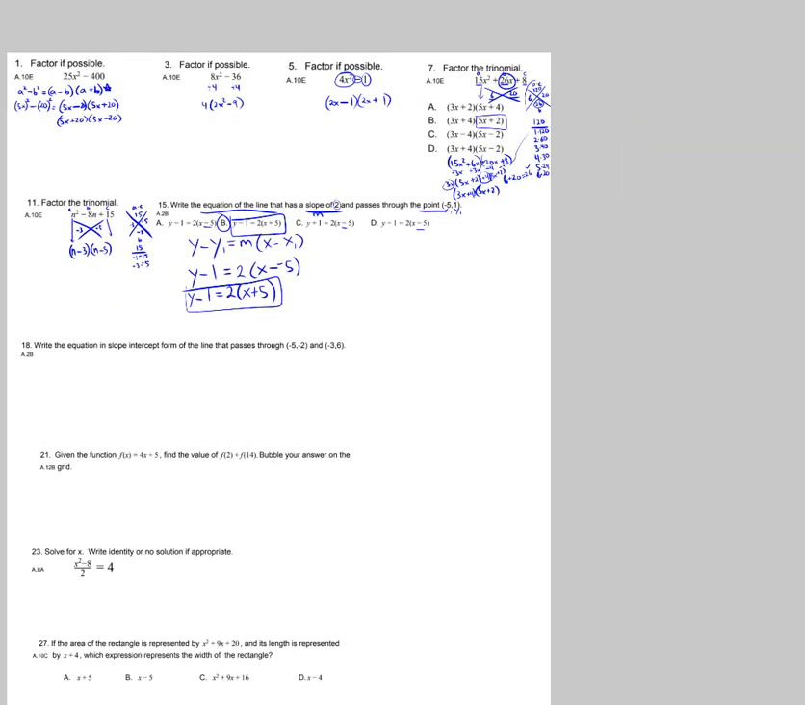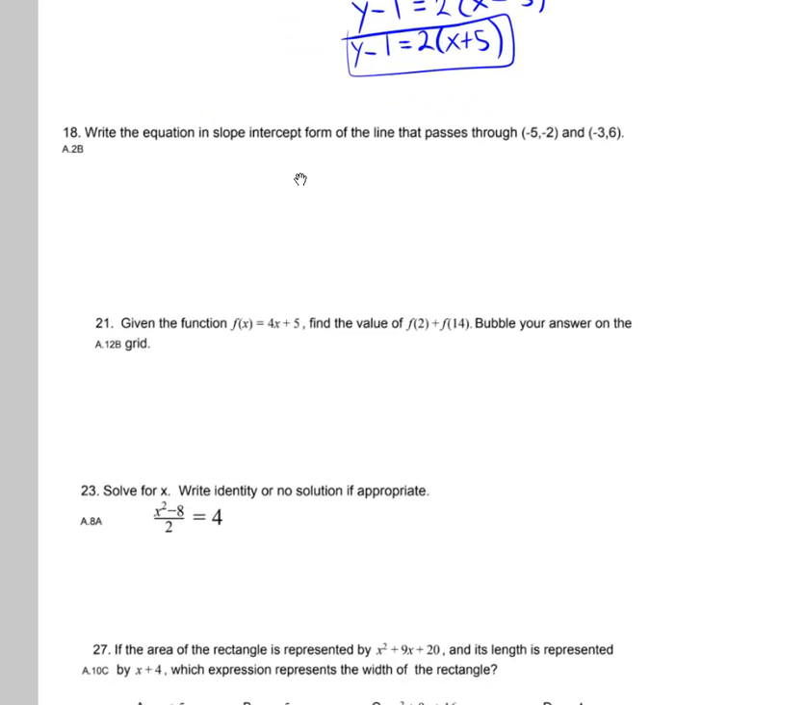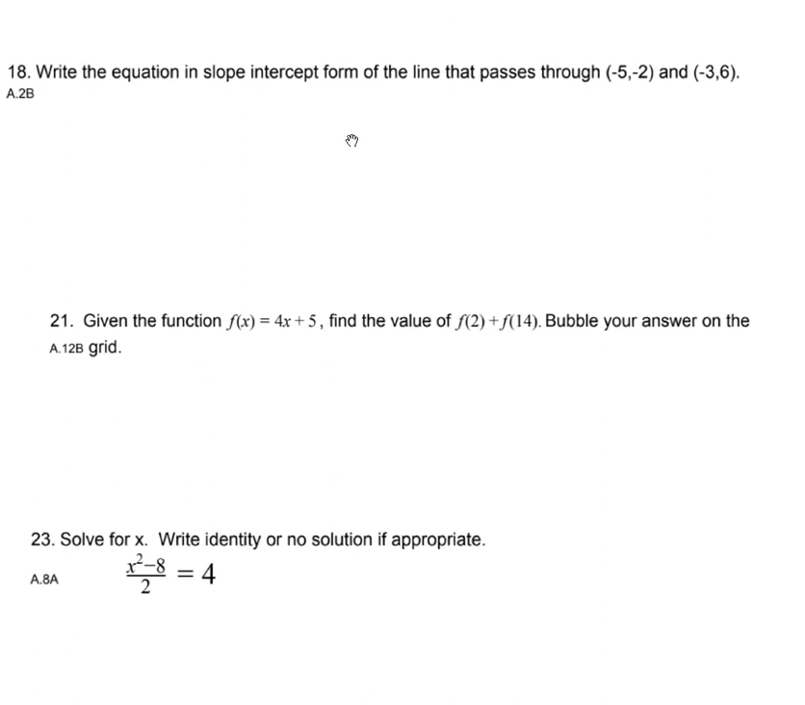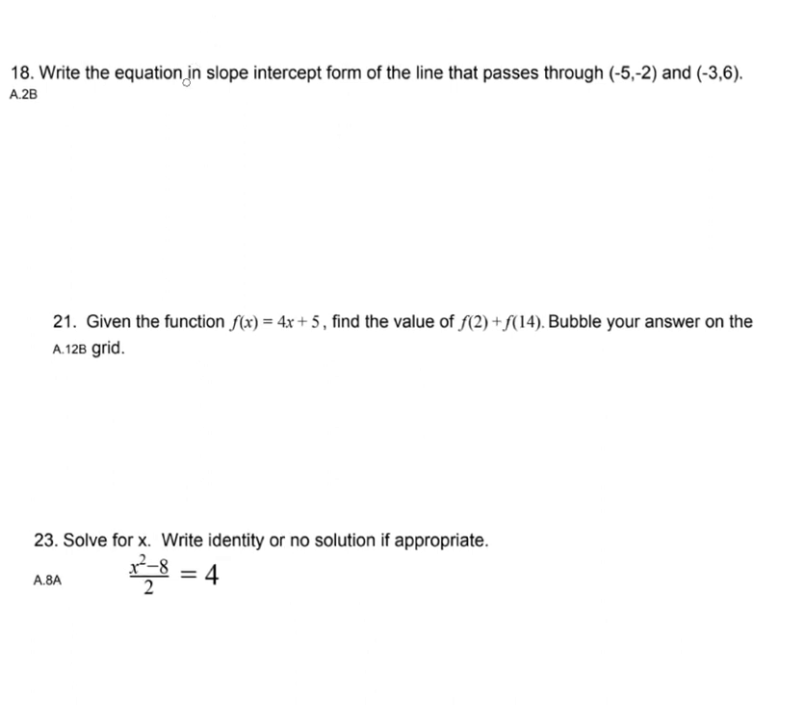All right. Here we go. Let's move on to the next one. 18. 18, write the equation in slope-intercept form of the line that passes through. Well, now, darn it, they've asked for it. So now we got to do it. All right, here we go. So this is going to be my x1, my y1.